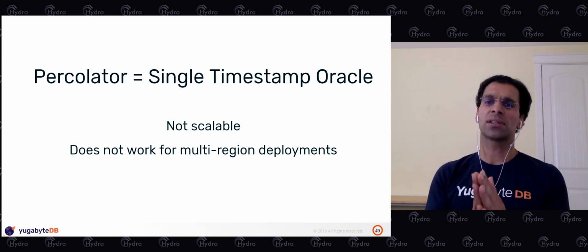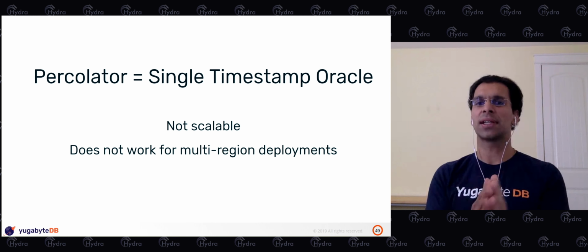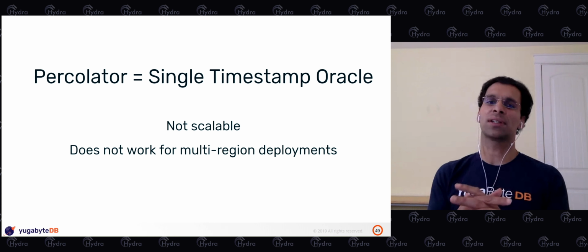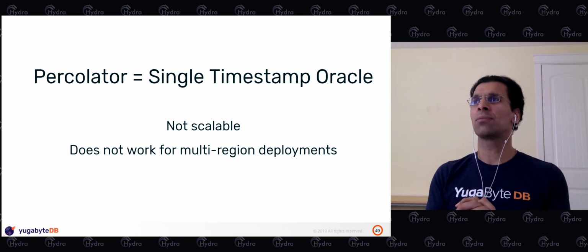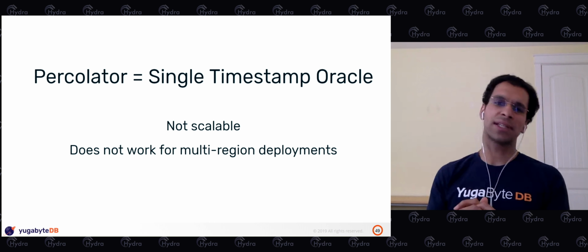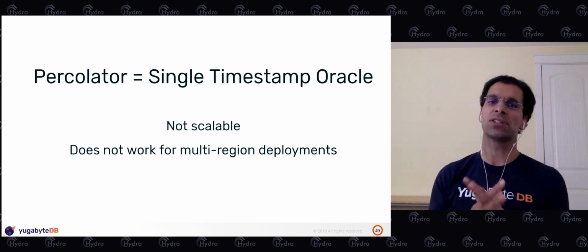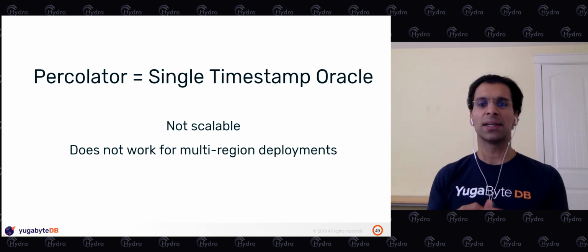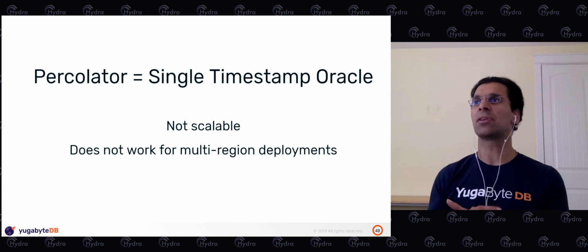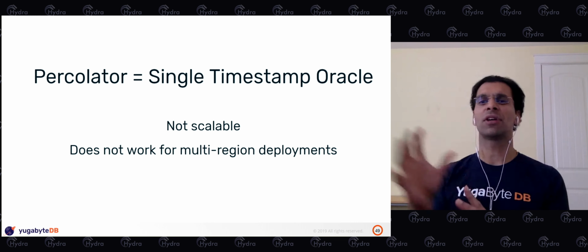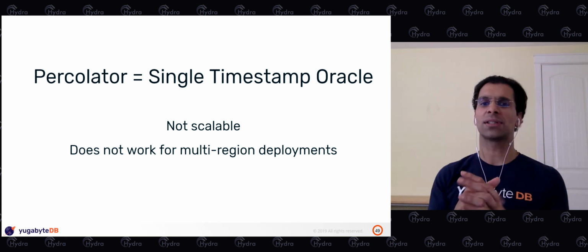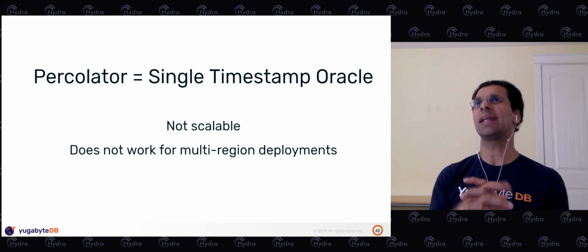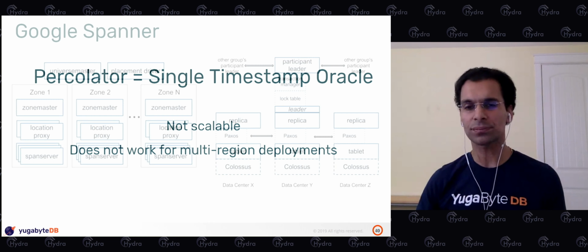In Percolator, this is solved by saying, let's everybody go to a single guy. That guy issues timestamps. There'll be no confusion in what the current timestamp is, right? Now, the problem with this approach is, firstly, it's not very scalable because everybody depends on a single timestamp oracle, irrespective of the size of the cluster, and it doesn't work very well for multi-region deployments, right? If you have 3 different regions that are far away, the timestamp oracle still lives in one region, and so you're now incurring high latencies for your transactions.